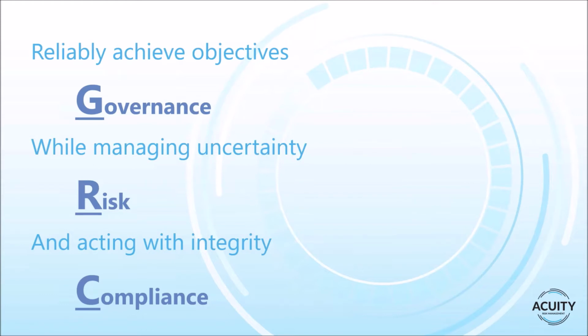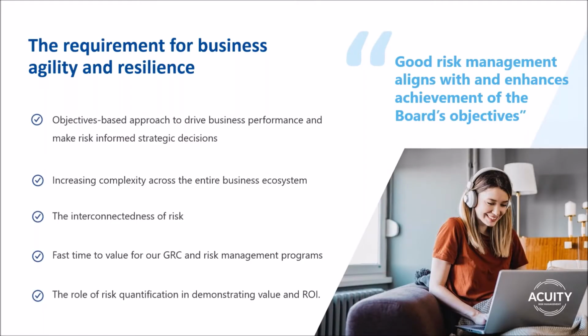So if I go on to the next slide here, you can see the first point that we've got on this slide is the ability to drive business performance and make strategic decisions. According to ISO 31000, the international standard of risk management, risk is the effect of uncertainty on objectives. And this means that businesses will prosper if they achieve their objectives.